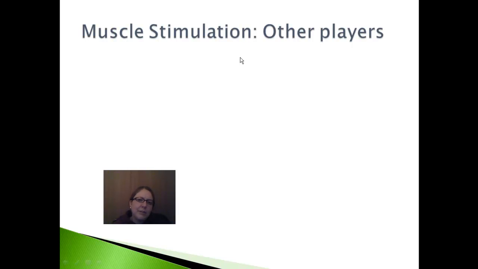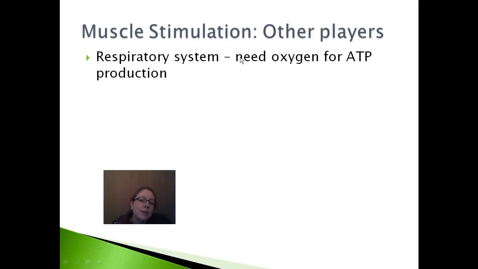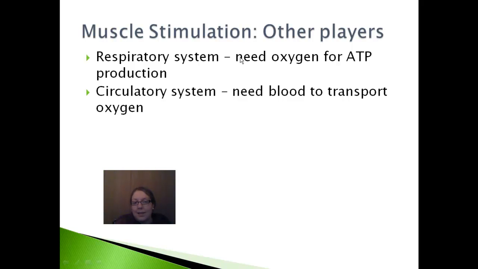Now there's a couple of other minor players besides calcium and ATP. The first is our lungs. We need oxygen from our lungs in order to make that ATP that our sarcomeres so need. And then, hand in hand, we need some way to get the oxygen to our muscles, so we need our circulatory system to get it there.